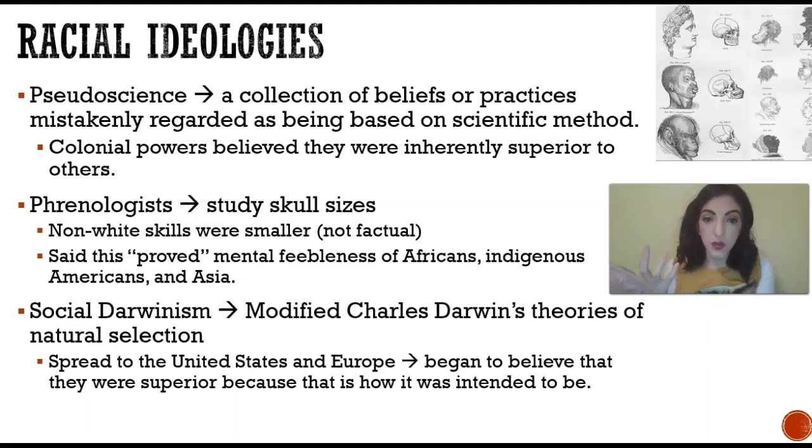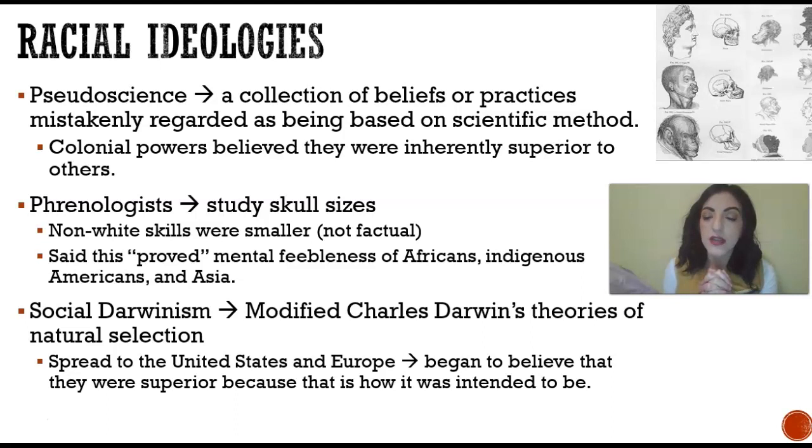studies of a human skull or different skulls from different races and different ethnicities, and they believed that the white skulls were larger and the non-white skulls were smaller, which meant that the brain size was equivalent to skull size, which is not true. So they believed that because non-whites had smaller skulls, they had smaller brains, and therefore this proved that they were more mentally feeble, which included Africans, Indigenous Americans, and Asians as well. Basically, they were using that as a way to justify that they were smarter and they were biologically superior to other races. This is not factual. The people have proved this wrong.